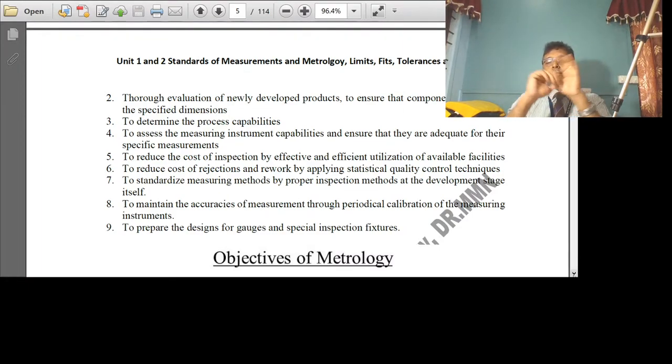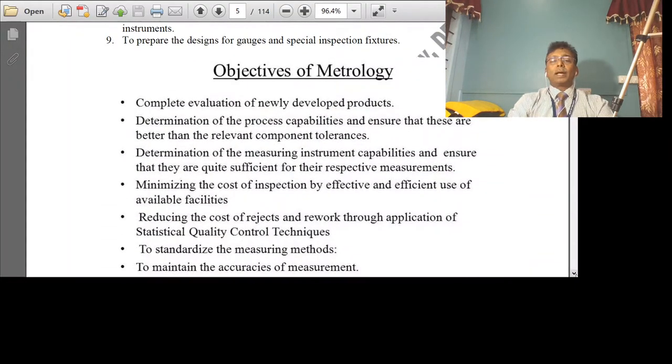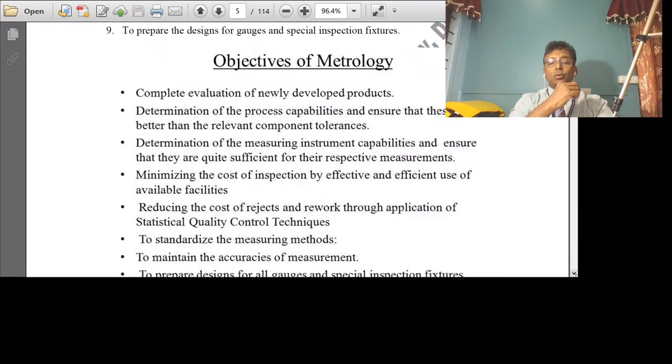To prepare the designs for gauges, yes, I have discussed this, and special instrumentation. I have mentioned a few more objectives, but more or less they are the same. Compare and complete evaluation of newly developed products, determination of process capabilities, so on and so forth.